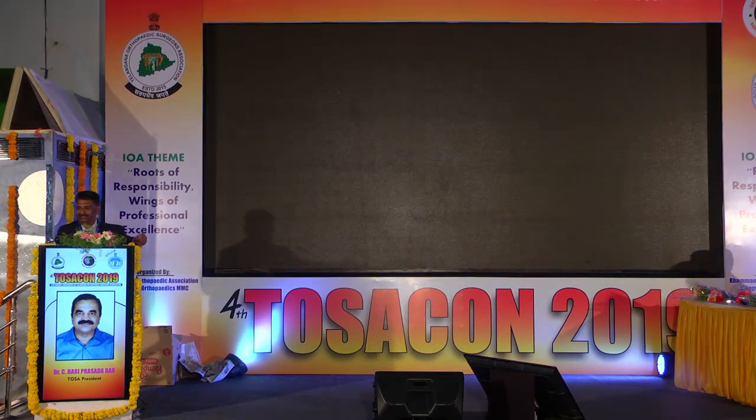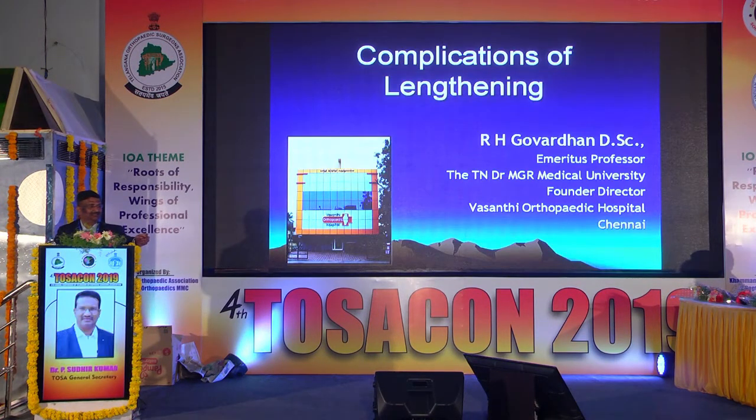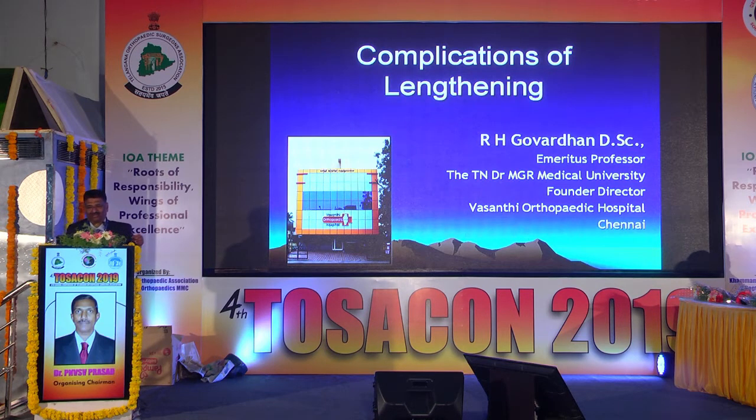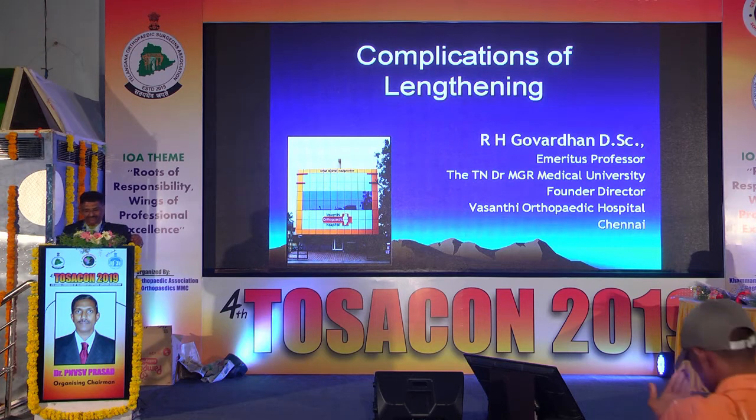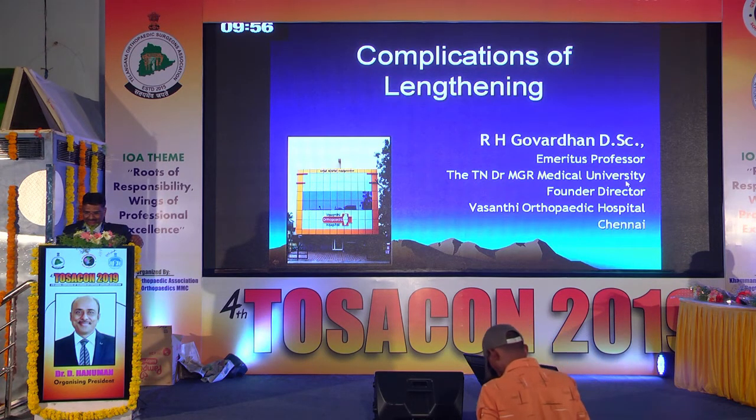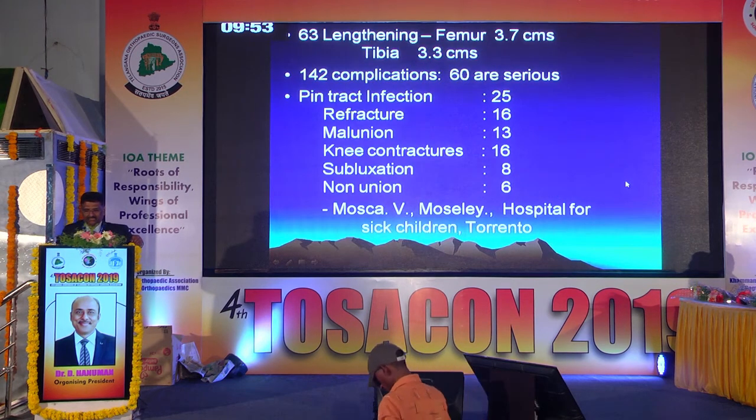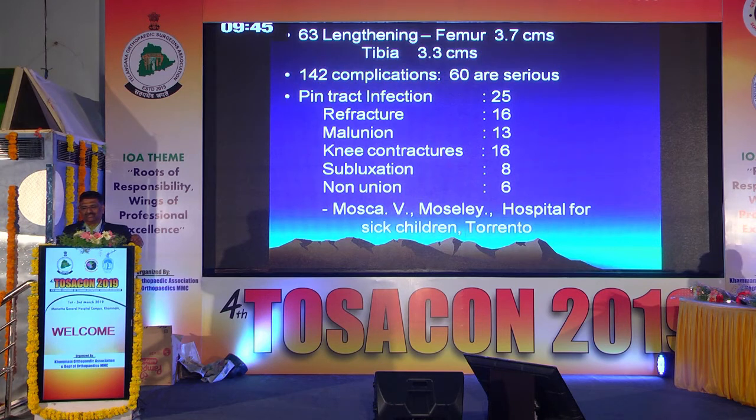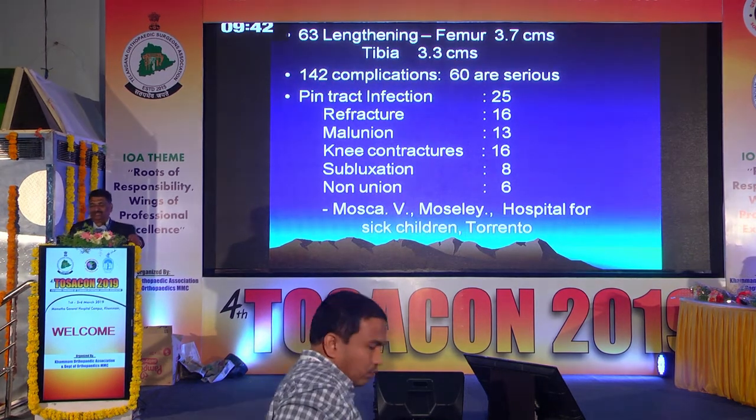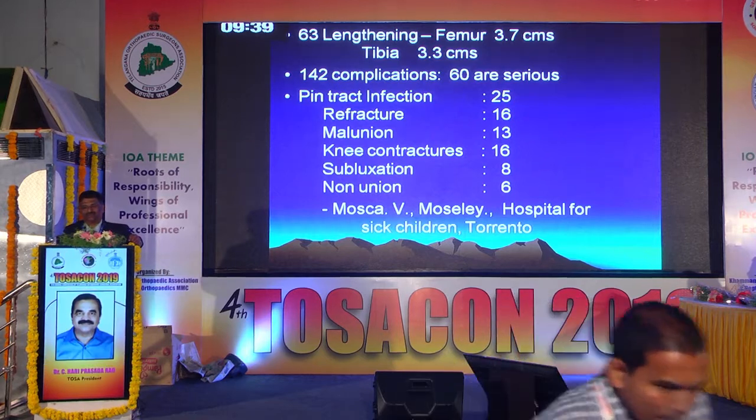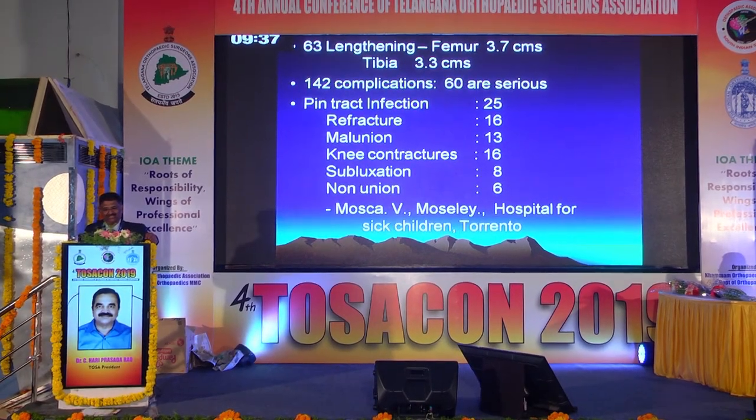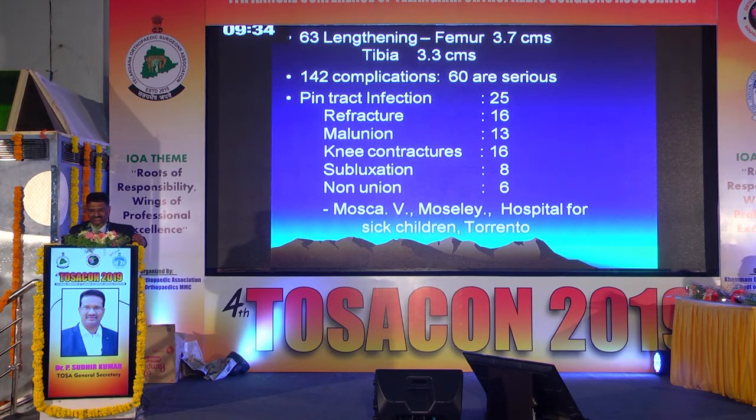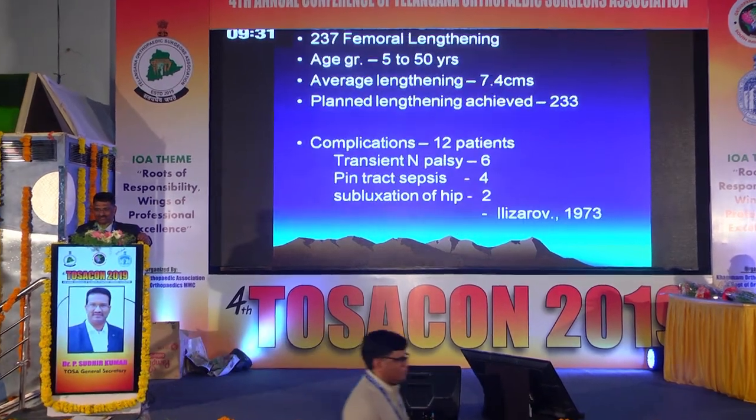Most of you have been sharing the good effects of various nailing techniques. Now I am going to show you the horrors of what you can face if you are an Ilizarov surgeon. This is the Sick Children Hospital statistics when they used Wagner lengthening: 63 lengthenings in the femur, 3.7 centimeters, tibia 3.3. There were 142 complications, 60 of them serious, and all the complications are enumerated. So the percentage of complications is more than 200%.